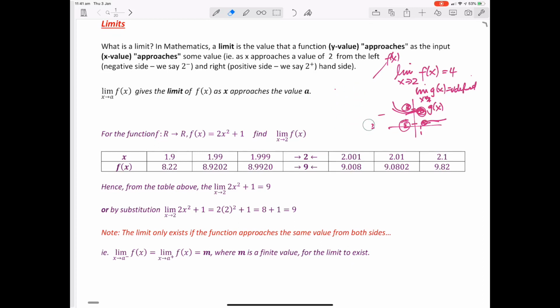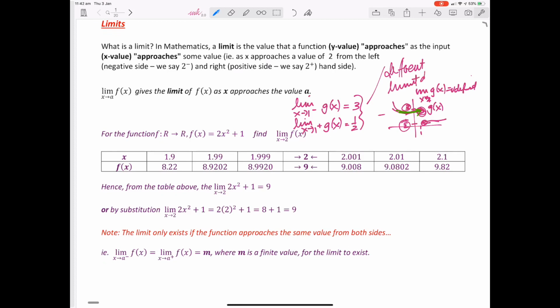Now, in terms of notation, you need to check both sides. So I say the limit as x approaches 1 from the negative side, i.e. from here, of g of x, that was 3. And the limit as x approaches 1 from the positive side of g of x equals a half. Because they're different, the limit does not exist.